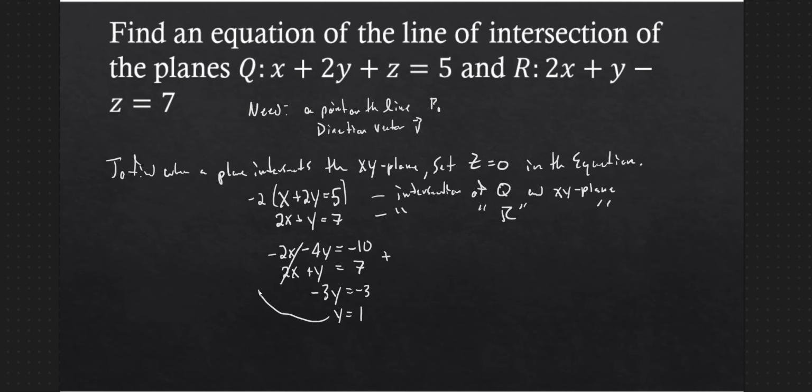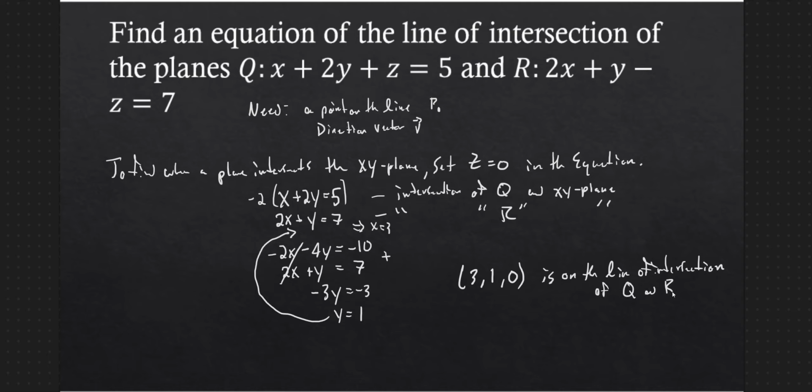And then when I back substitute that, so 2x plus 1 equals 7, so 2x equals 6, x equal 3. So that tells me x equal 3. So that tells me then 3, 1, 0 is on the line of intersection of Q and R. Right?